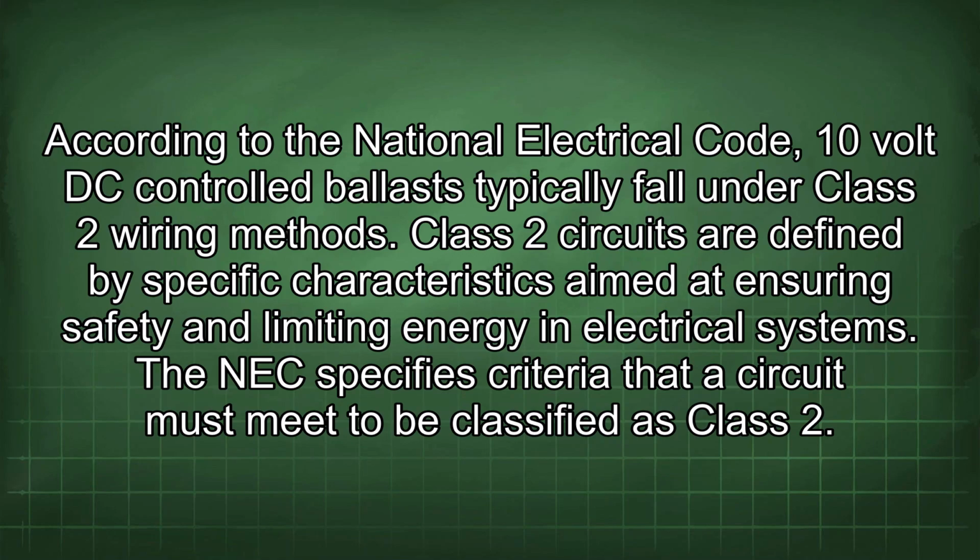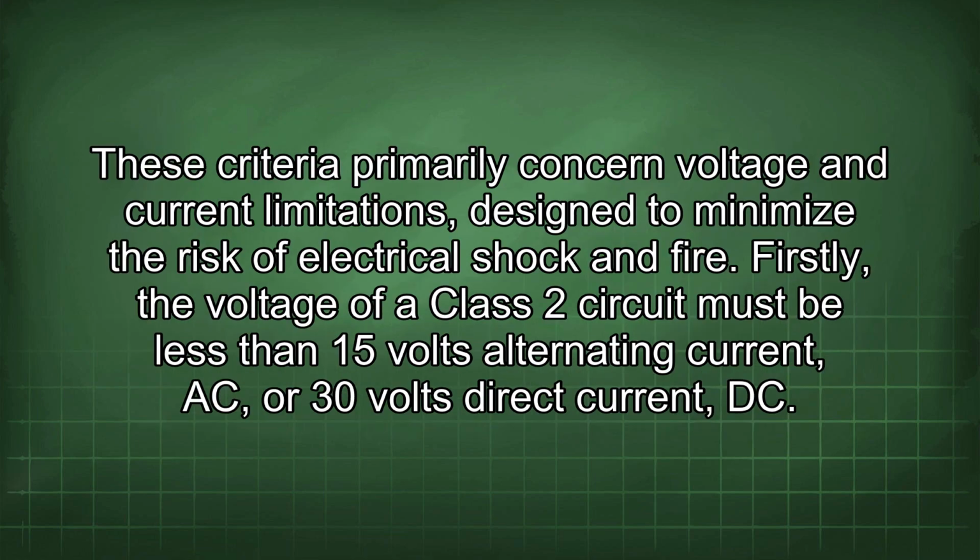According to the National Electrical Code, 10-volt DC-controlled ballasts typically fall under Class 2 wiring methods. Class 2 circuits are defined by specific characteristics aimed at ensuring safety and limiting energy in electrical systems. The NEC specifies criteria that the circuit must meet to be classified as Class 2. These criteria primarily concern voltage and current limitations, designed to minimize the risk of electrical shock and fire.